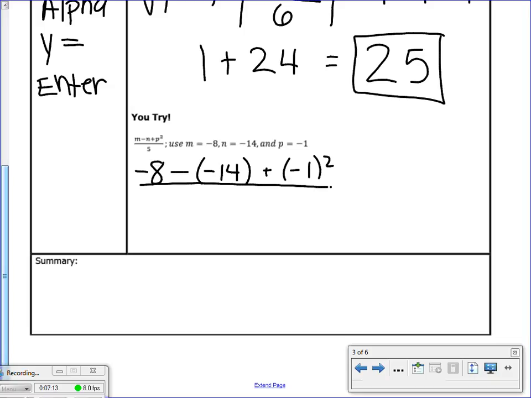Again, when I plugged in that negative 1, I put it in parentheses. You must put it in parentheses. I also, when I plugged in negative 14, put that in parentheses. So again, rule of thumb, anytime you're inserting in a negative number, you're substituting that in, put it in parentheses. All divided by 5.